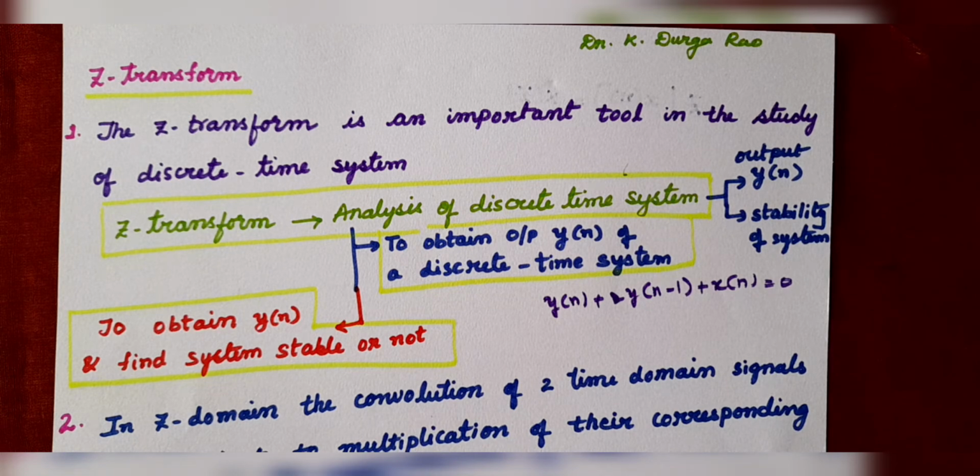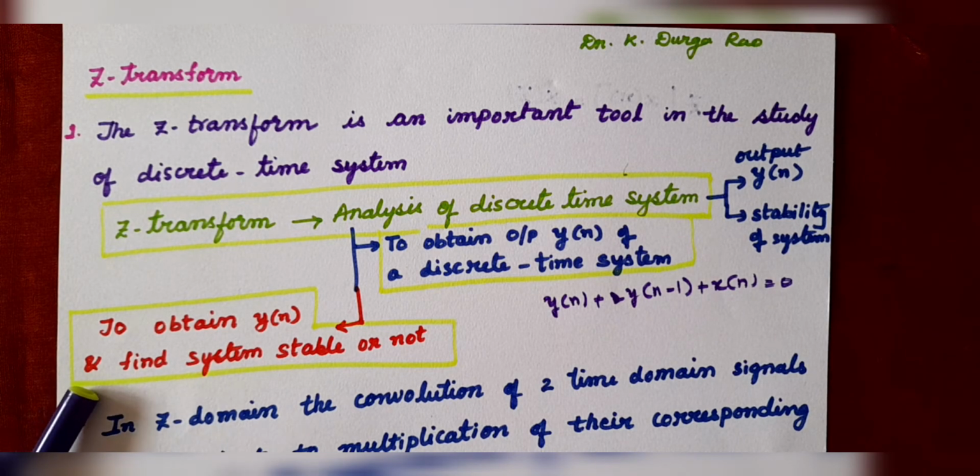To find whether the system is stable or not, we have to find whether the poles are lying inside the unit circle in the Z plane. So, the first point is clear, I hope. The Z transform is an important mathematical tool used for the analysis of a discrete time system. What do you mean by analysis? We can find output y of n and also find whether the system is stable or not.